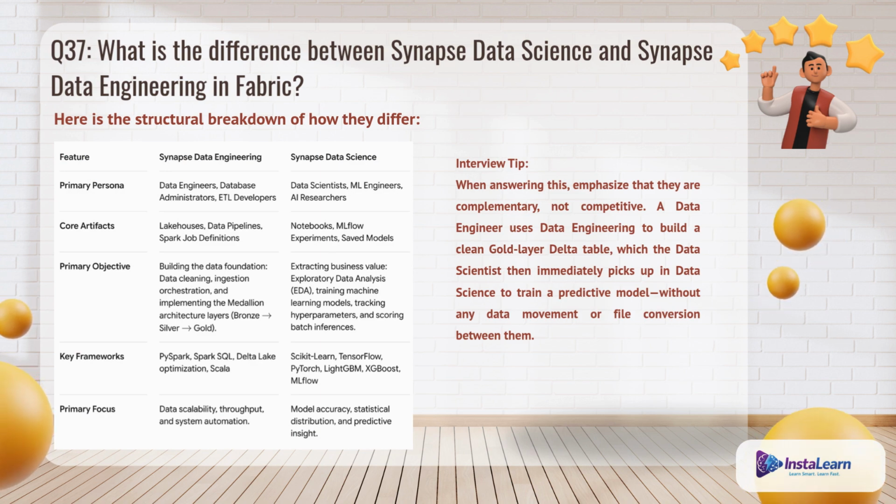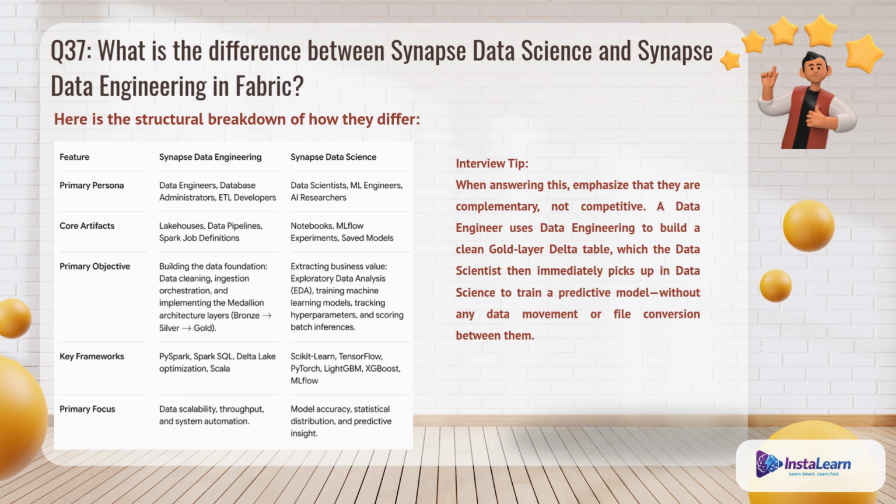Starting with the primary persona, Synapse Data Engineering is mainly used by data engineers, database administrators, and ETL developers. Whereas Synapse Data Science is designed for data scientists, machine learning engineers, and AI researchers. Now looking at the core artifacts, in data engineering, the main components are lakehouses, data pipelines, and Spark job definitions. In data science, the focus shifts toward notebooks, MLflow experiments, and saved machine learning models.